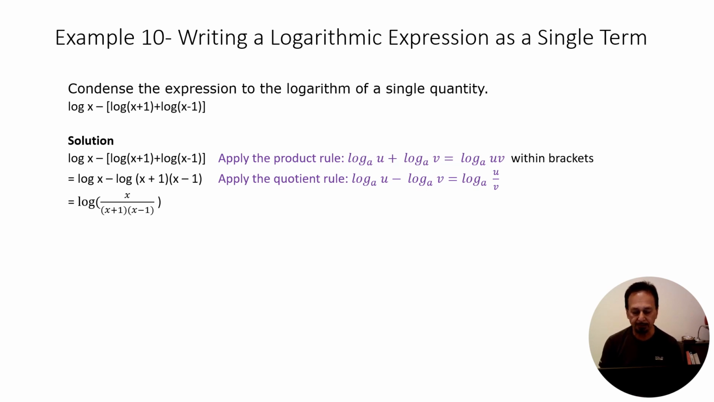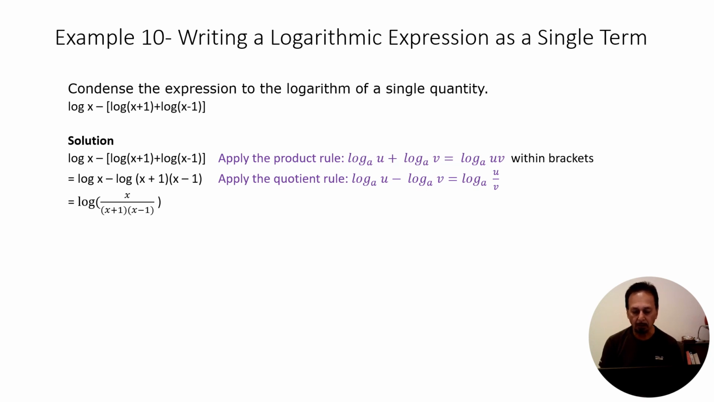First we condense the terms within the bracket. Since it's a plus here, we can use the product rule, which is log of u base a plus log of v base a is log of u v base a. So we write the log once and just multiply x plus 1 and x minus 1. Think of x plus 1 like a u and x minus 1 like a v. So now we have log of x minus log of x plus 1 times x minus 1.